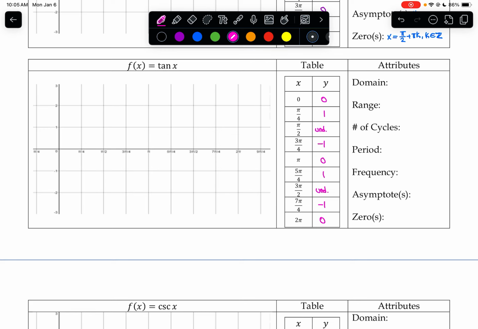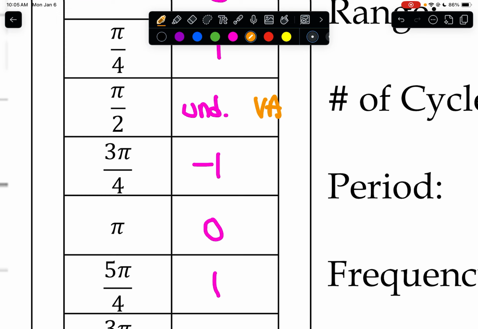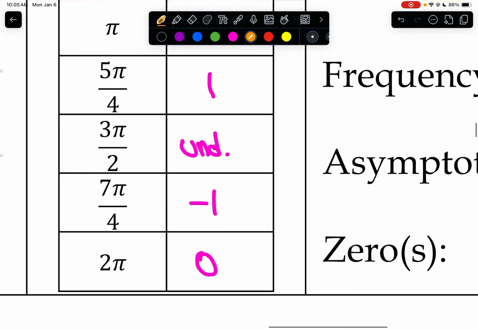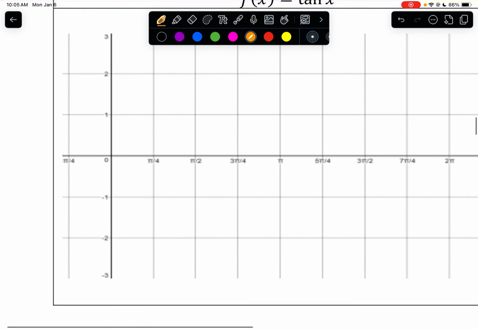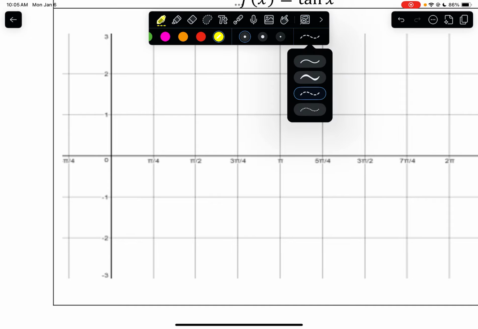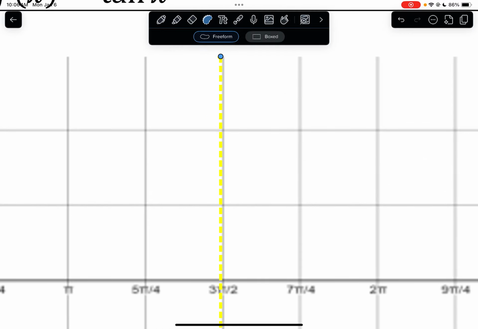Okay, so anytime we're undefined, what that means is we're going to have a vertical asymptote. So I'm actually going to go ahead and draw these vertical asymptotes. So on my iPad, I'm going to shift over here, and I'm going to go to a dashed line at pi over 2, vertical dashed line, and then at 3 pi over 2, another vertical dashed line. Come on, there we go.